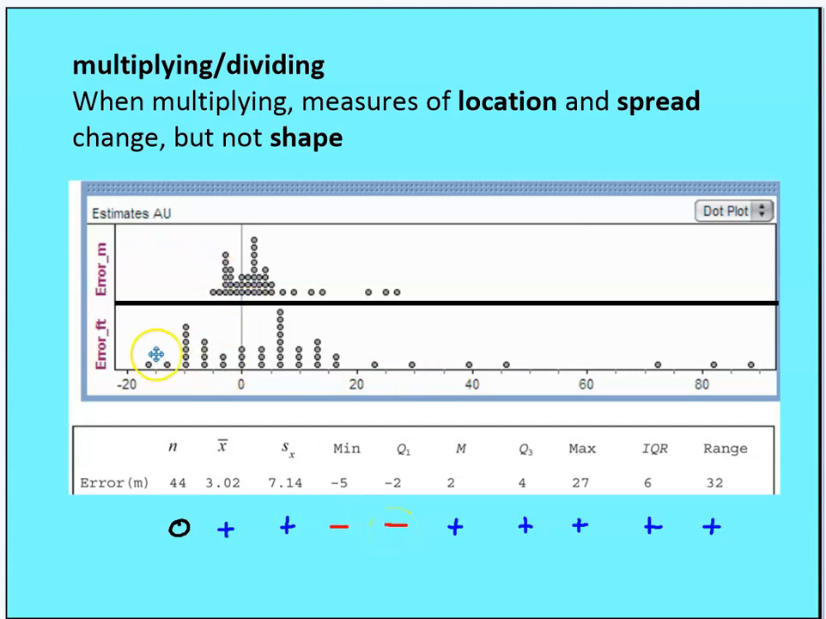Actually, we multiply these out. So this is the first, and then this is the second one. The median goes up. The third quartile goes up. The maximum goes up. Interquartile range goes up, and the range goes up.